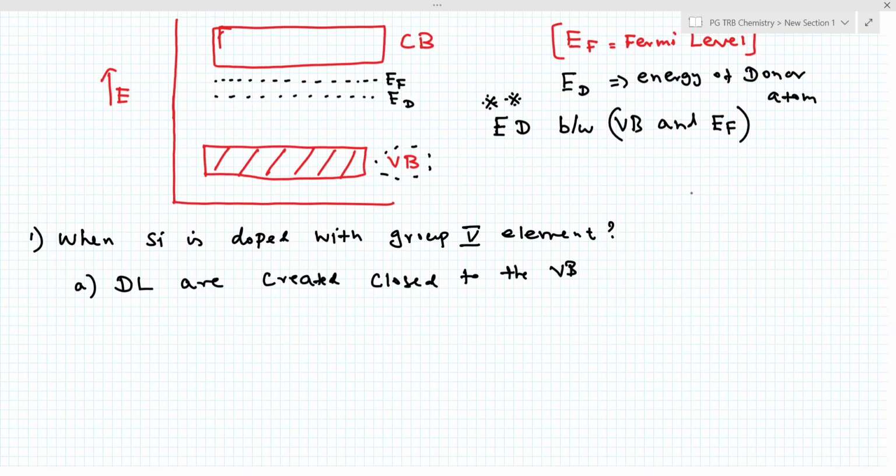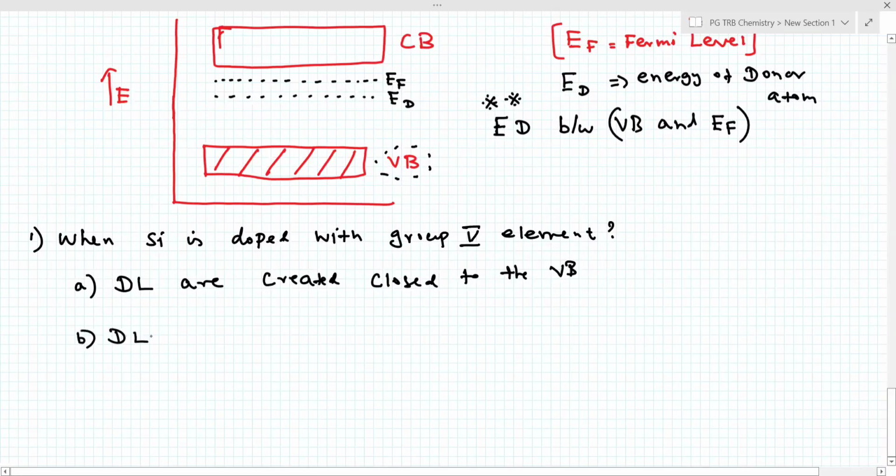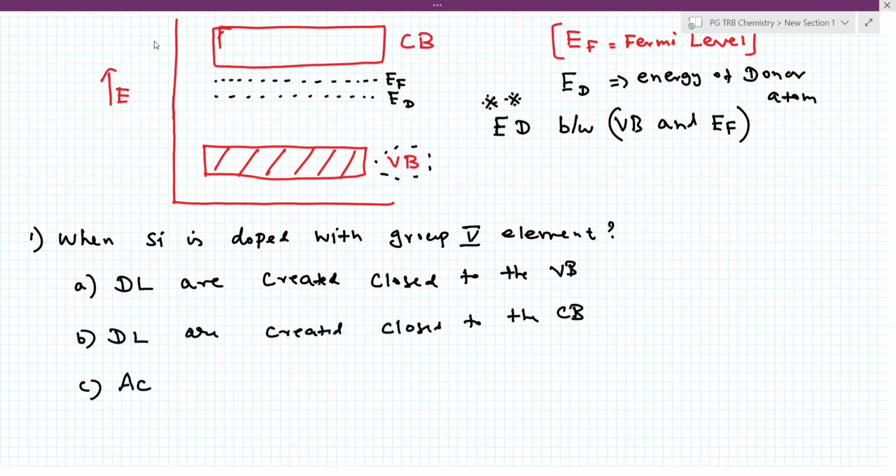See, first option: the donor levels are created close to the valence band. The second option: the donor levels are created close to the conduction band. Option C: acceptor levels, this way I will change.